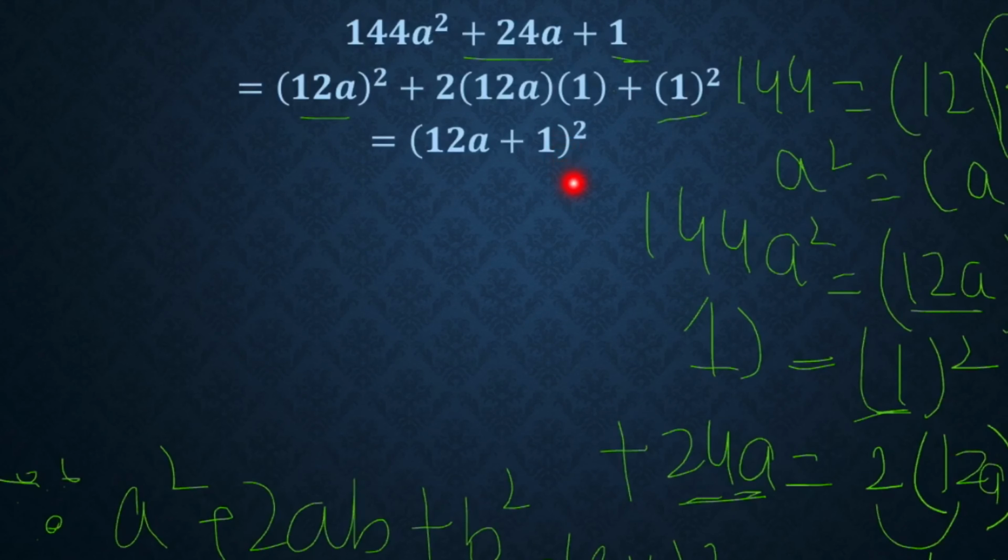Now in the question statement we were given to factorize, so we will write it in the form of factors. So 12a plus 1 whole square: this power square means 12a plus 1 is multiplying 2 times. So these two are the factors of this expression.